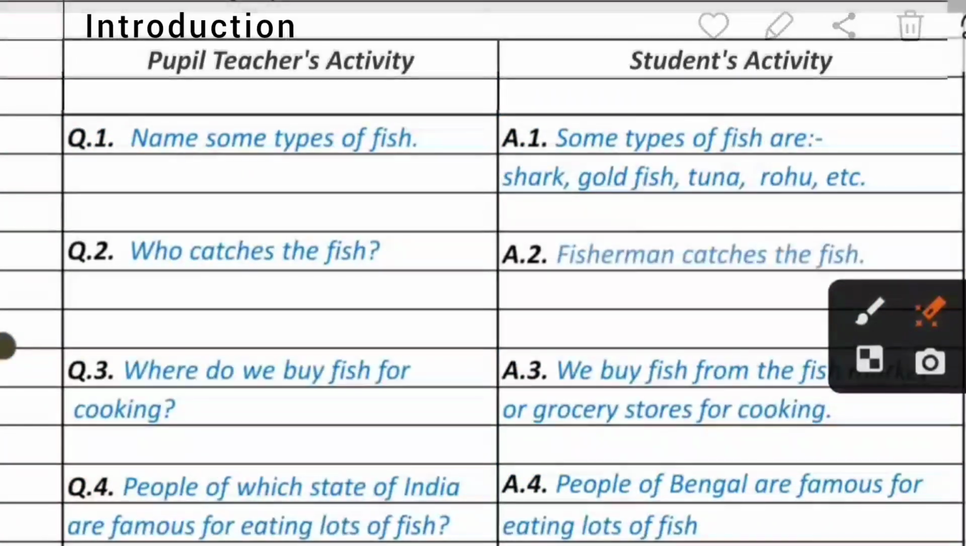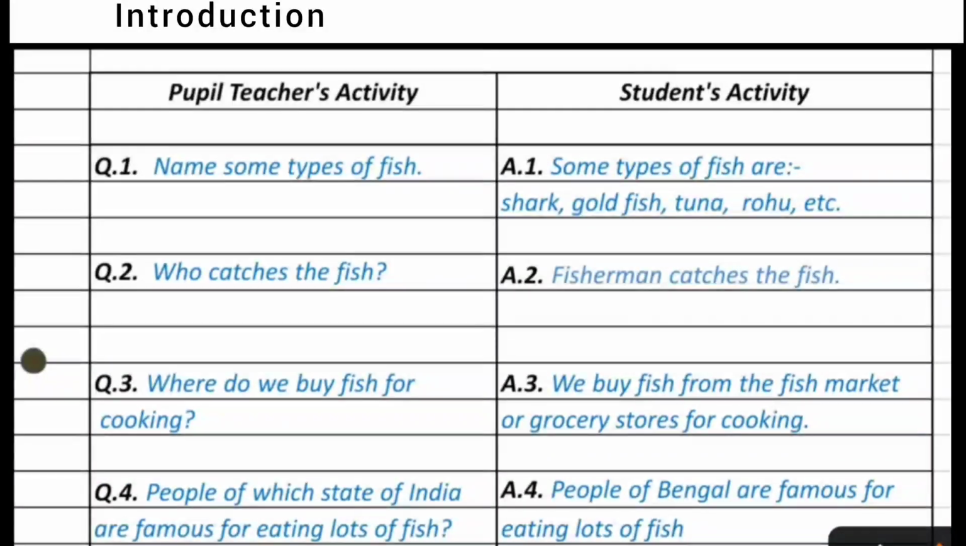Now the next heading will be introduction. Here we'll make 2 columns. One column will be for the pupil teacher's activity and second column will be for the student's activity. If we want to use any teaching aid for the introduction part, then we can make one more column for that over here. Here we can ask 3 to 5 questions from the previous knowledge of the students and write the expected answers of these questions in the students activity column.